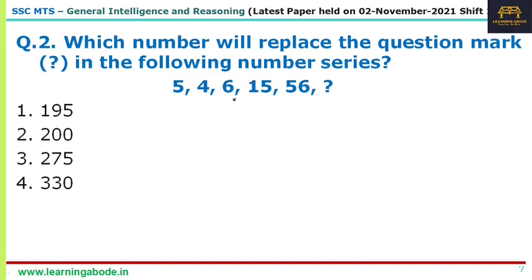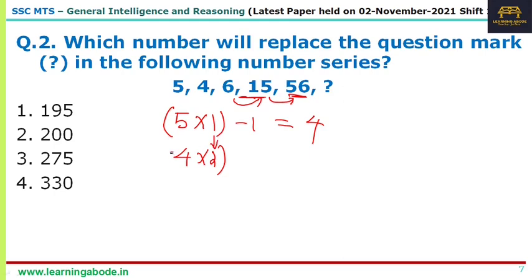If you look at this, 6 into 3 is 18, which is closer to 15. And 15 into 4 is 60, which is closer to 56. Maybe we can get a sequence out of that. So 5 into 1, minus 1 equal to 4. Now the next one, 4 into 2, one after that is 2, you pull this number down, minus 2, that's 6.